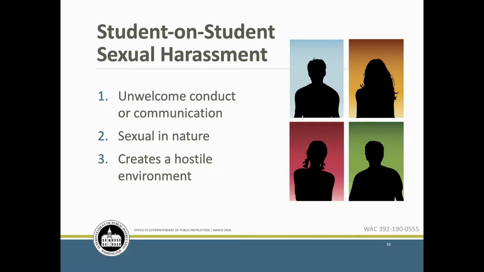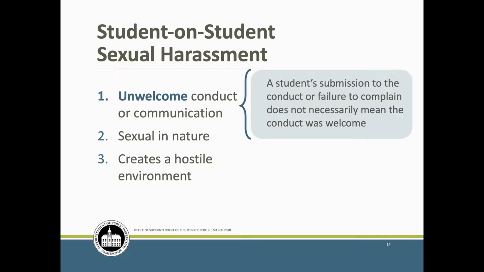Student-on-student sexual harassment is also a form of discriminatory harassment. Sexual harassment occurs when a student is subjected to unwelcome conduct or communication that is sexual in nature and that creates a hostile environment. Conduct is considered unwelcome if the student did not request or invite it, and considered the conduct to be undesirable or offensive. The age of the student, the nature of the conduct, and other relevant factors affect whether a student was capable of welcoming the sexual conduct from a peer. A student's submission to the conduct or failure to complain does not mean that the conduct was welcome.